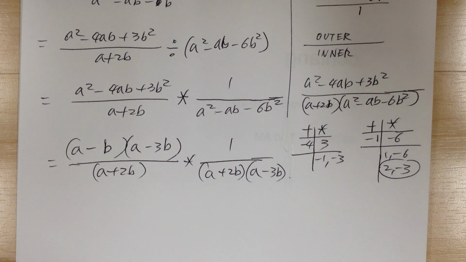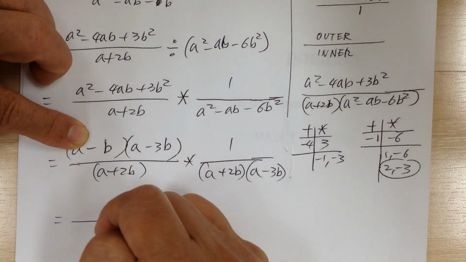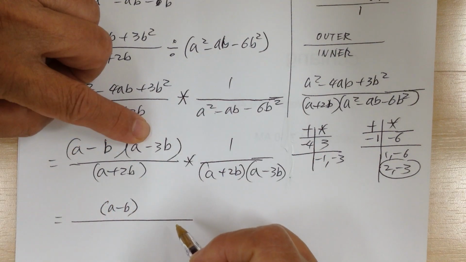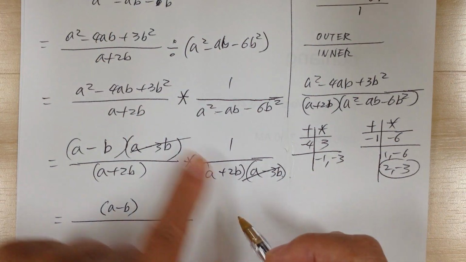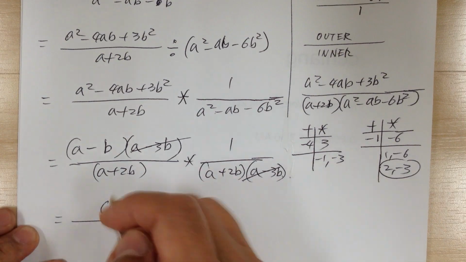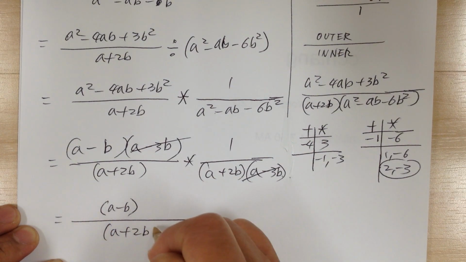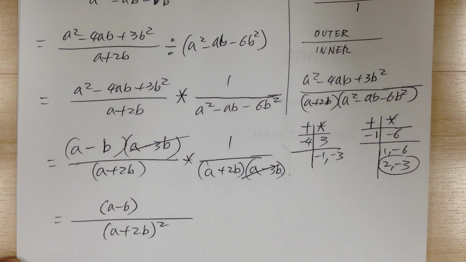Now you can start to cancel. You can start from this item. There's nothing to cancel, so write down a minus b. This one, a minus 3b. This one cancels with this. And that's it. You can just go down the list and then you're done. So left over on the bottom would be (a plus 2b) squared, because there are 2 of them. And that's it for example 3.